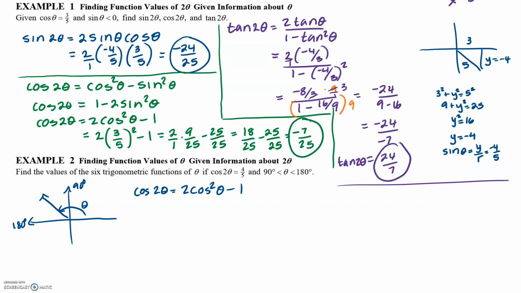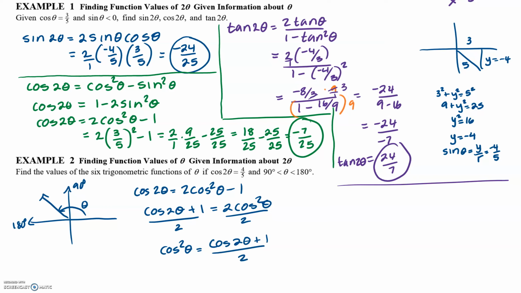Because we can actually solve for cosine theta. I can add 1 to both sides, and then I could divide by 2. So you can see here, putting cosine squared theta on the left, we can say that cosine squared theta is cosine of 2 theta plus 1 over 2. This is another identity, an alternate form of cosine squared of theta.